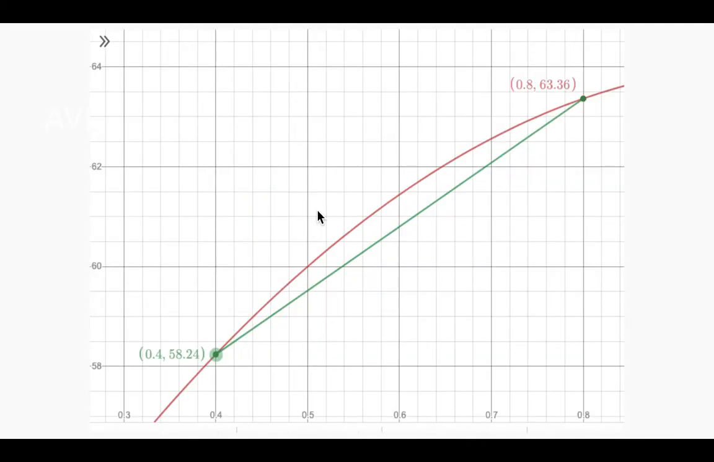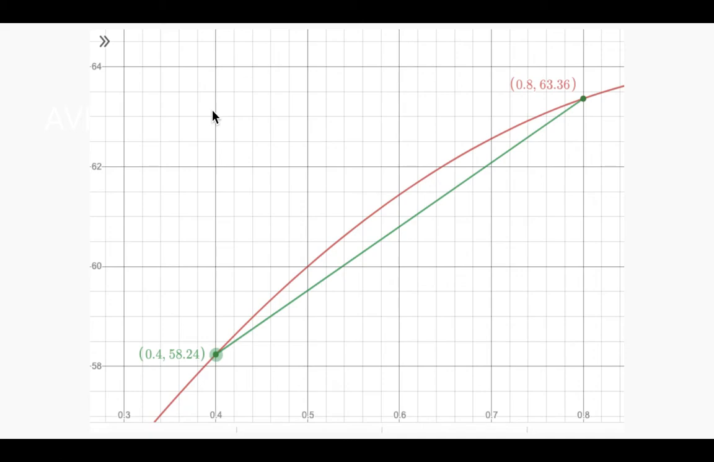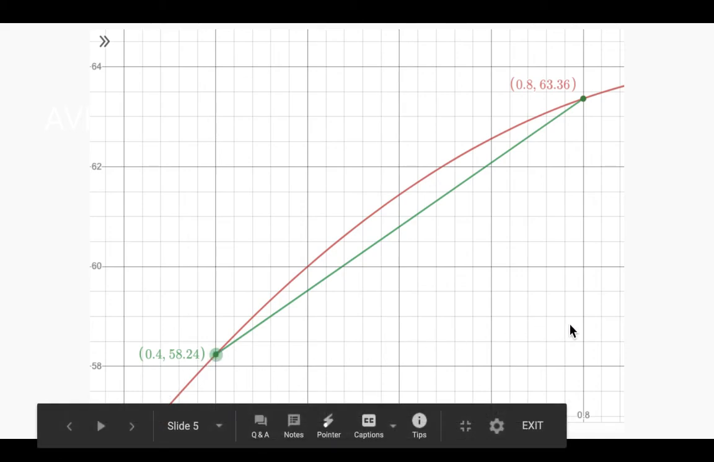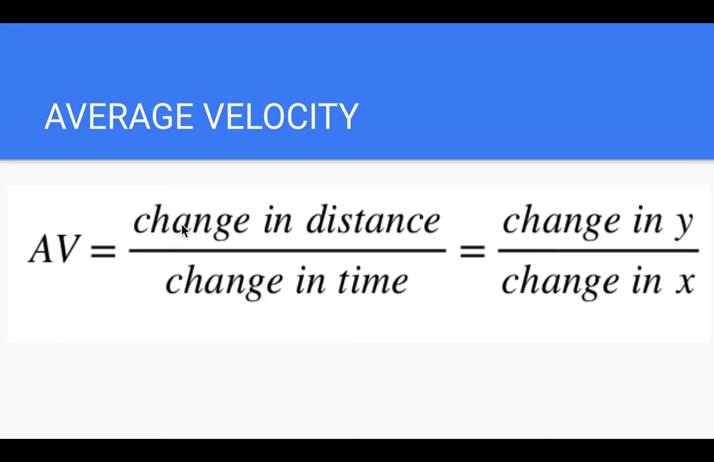If we zoom in, we get a nice closer look at this secant line. We're finding the change in distance divided by the change in time, which will actually give us the change in y divided by the change in x, or the slope of this secant line. Right? So that's actually what the average velocity is. The change in distance over change in time is, when we have a graph of a position function, the change in y over change in x. So average velocity in this case is the same thing as the slope of our function.